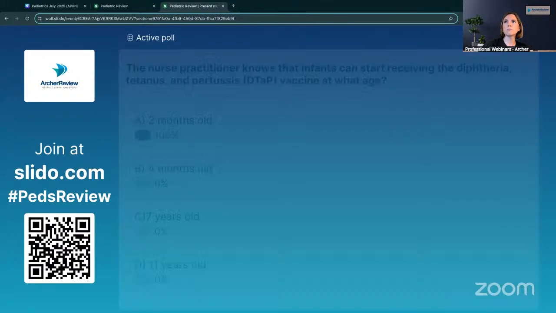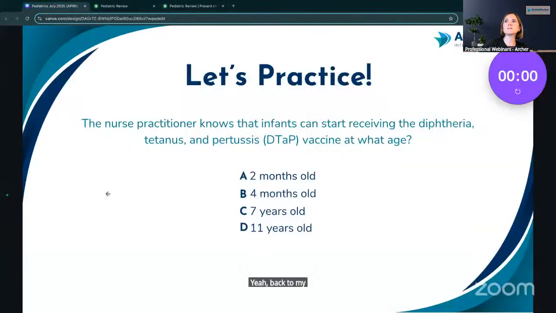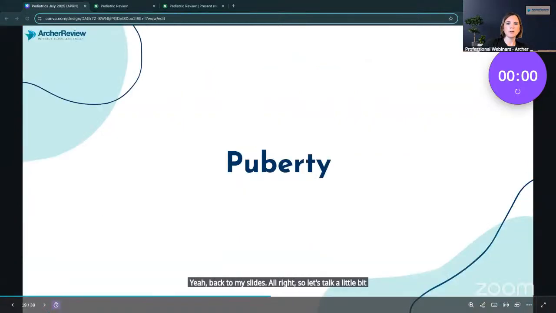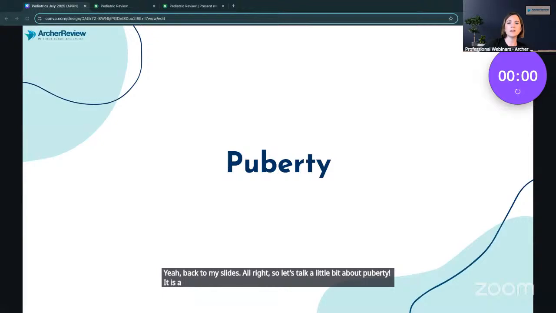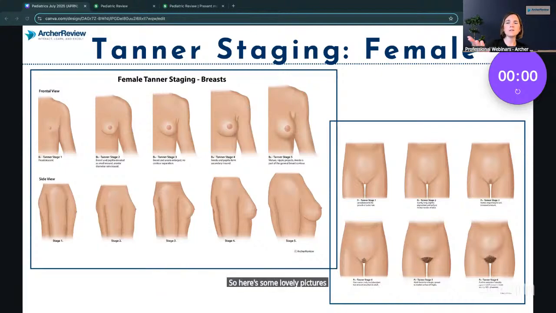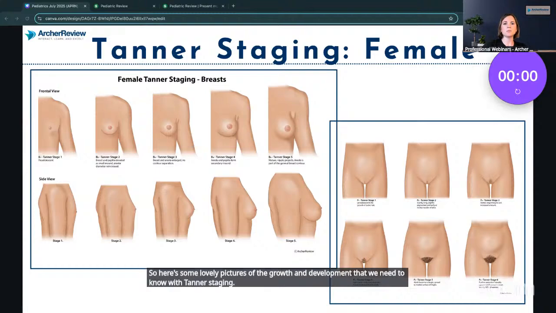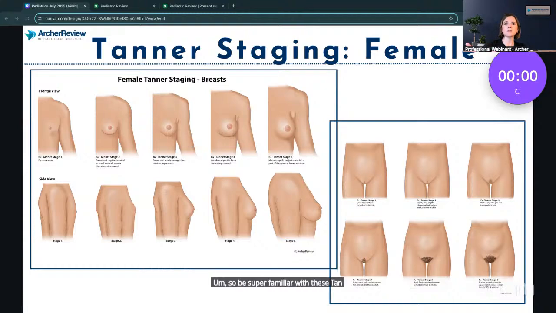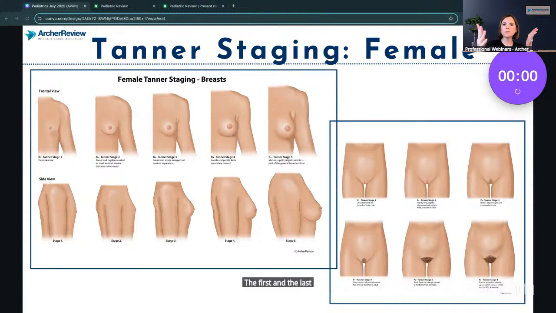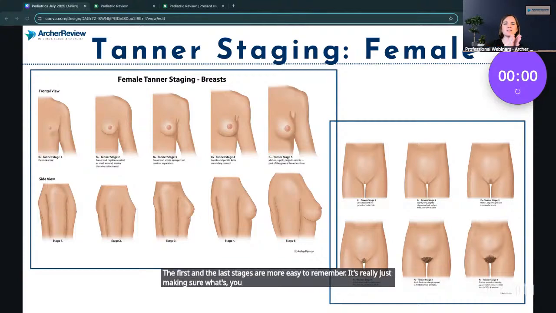Whoops. Yeah, back to my slides. All right. So let's talk a little bit about puberty. It is a hot board topic and obviously crucial to understanding growth and development in adolescence. So here's some lovely pictures of the growth and development that we need to know with Tanner staging. So be super familiar with these Tanner stages and what the sequence is for both males and females. The first and the last stages are more easy to remember. It's really just making sure what's happening in those 3 stages in between.